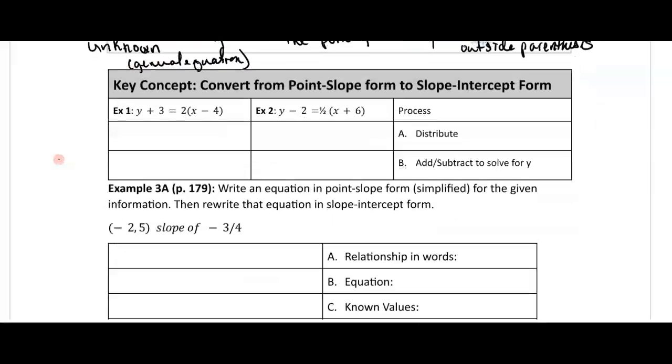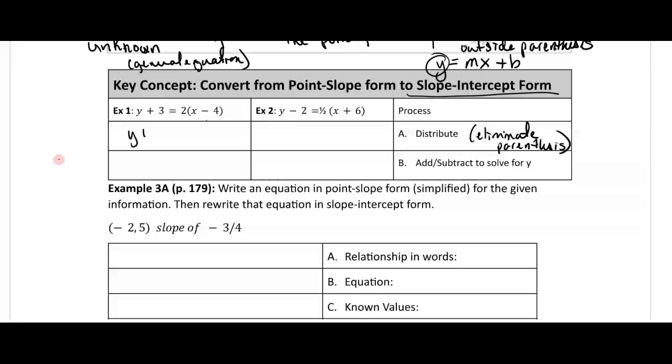So if we've been given this in point slope form, and we want to convert this to slope intercept, that's the format we're familiar with. It is y equals mx plus b. It has no parentheses, and y is all by itself. So to do that, we're first going to eliminate the parentheses by distributing. So see this in example 1.